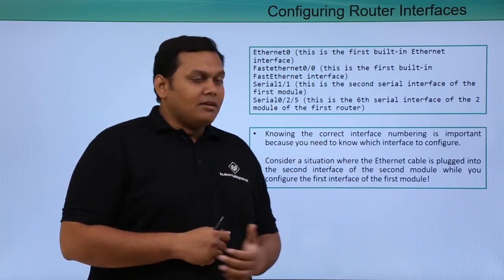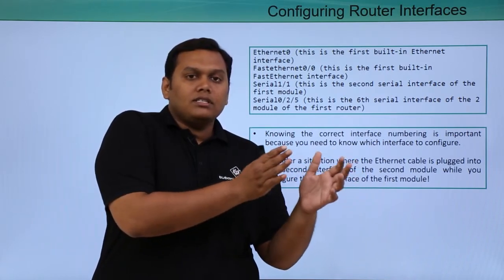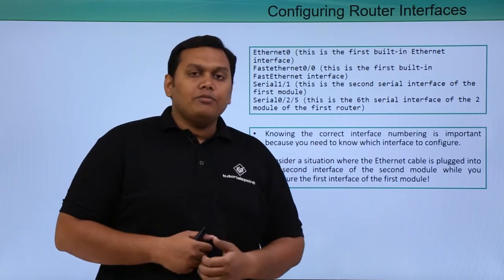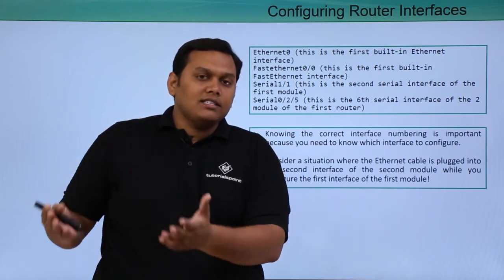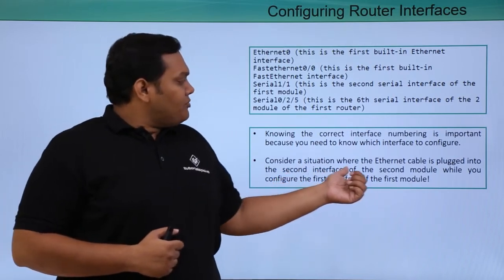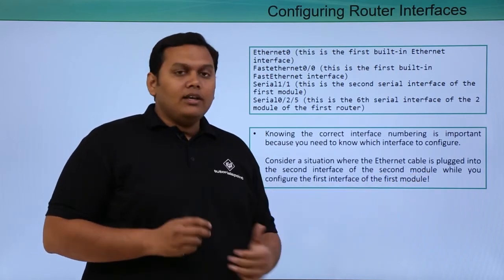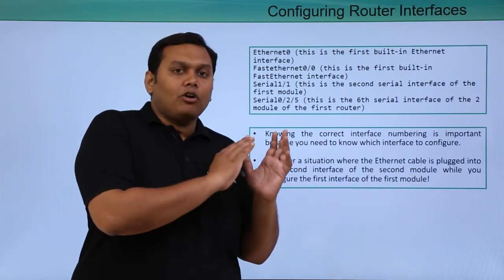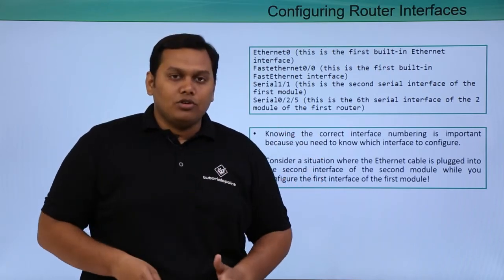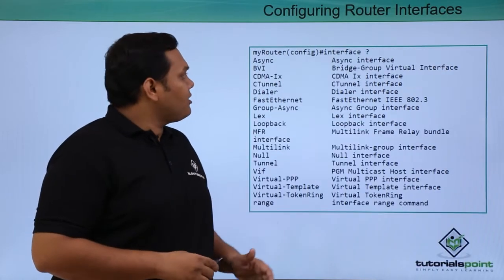Knowing the correct interface numbering is very important, because you need to know which interface to configure before giving the router access to the network. Consider a situation where an Ethernet cable is plugged into the first module, and you require configuring the first interface on the first module, but you have configured the second interface on the second module. To avoid that conflict, there is help available for us here.